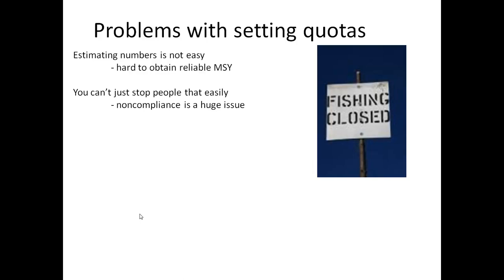The second problem is that even if we are able to reliably identify that population size at which the population is growing at the greatest rate, and theoretically what the maximum sustainable yield is going to be, we can't always guarantee that although we set quotas at this level, they are going to be adhered to. So we may well have issues with illegal fishing. Non-compliance can be a big issue.